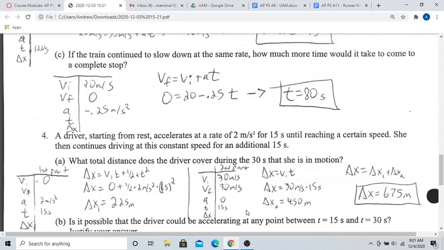It seems a little trivial at first because VI is 30 meters per second. Well, VF is the same thing, also 30 meters per second, and that's not a problem. You can definitely write it down that way because that's perfectly acceptable for kinematics. Acceleration is now 0 because it's constant speed, and the time is another 15 seconds.